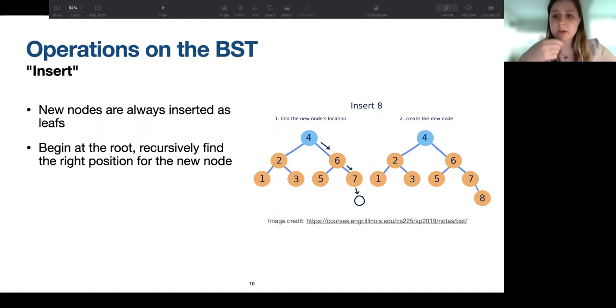So in this case, when we insert 8, we first need to find the new node's location, that is the parent, which will have 8 as its child. We'll start at the root. We'll realize that 8 is greater than 4, so we move on to 6. We realize that 8 is greater than 6, so we move on to 7. We see that we reached the leaf of this tree, so we need to add 8 as one of the children for the 7. And since 8 is clearly greater than 7, we add 8 as the right child.